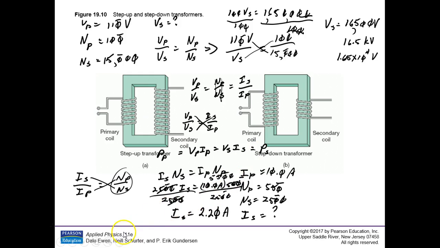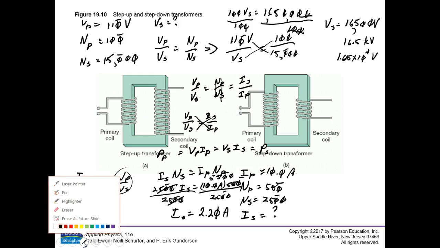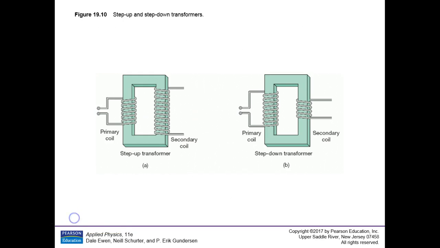I'm going to stay on this page because this is our step up and step down transformers. So if it's okay, I'll eliminate the ink. Is that okay? Everybody got it? Okay. So let's do example 6.